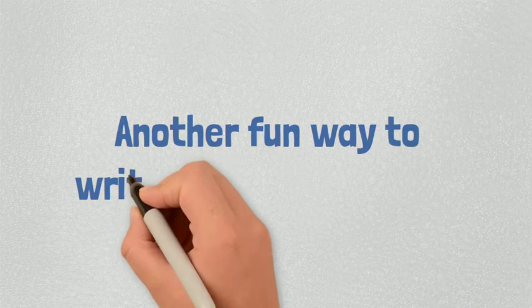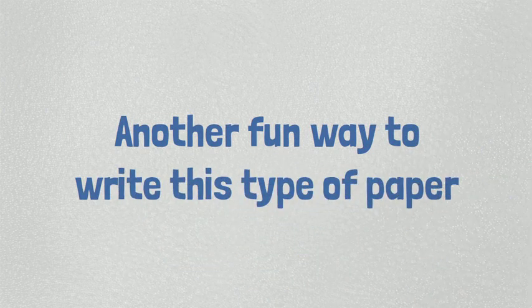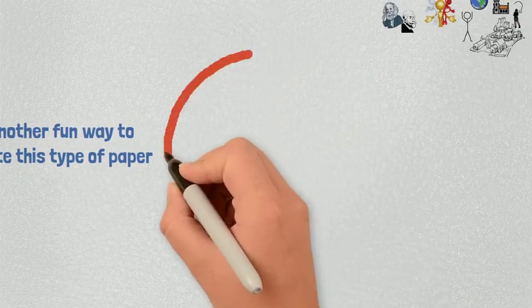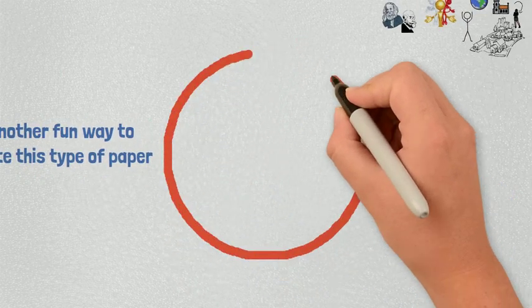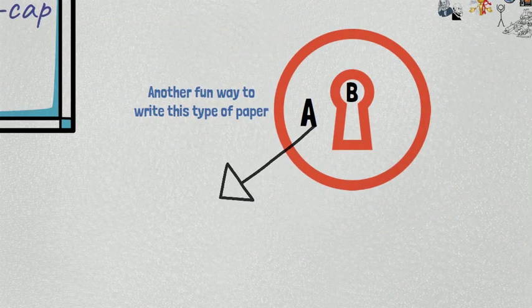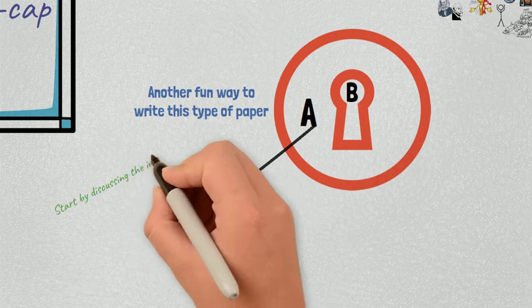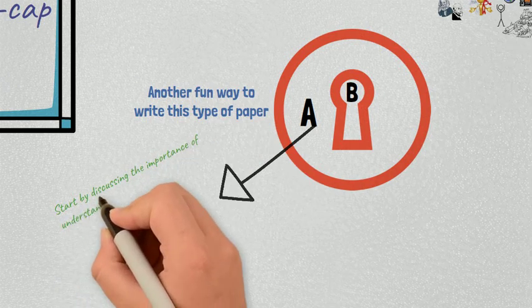There's another way you might choose to write this paper. Using a keyhole method is a common strategy for comparative papers. The keyhole method basically means that you are examining one theory through the lens of another, like looking through a keyhole. I'd probably start by discussing the importance of understanding the premise, logic, scope, parsimony, and testability of Theory A.